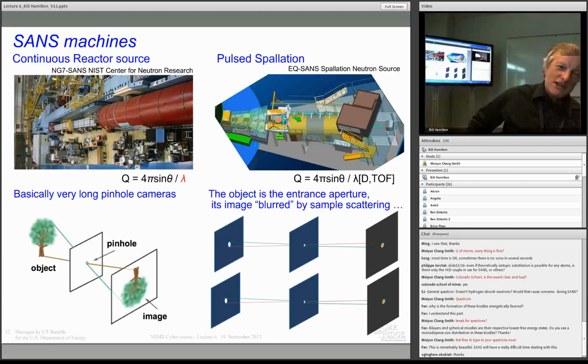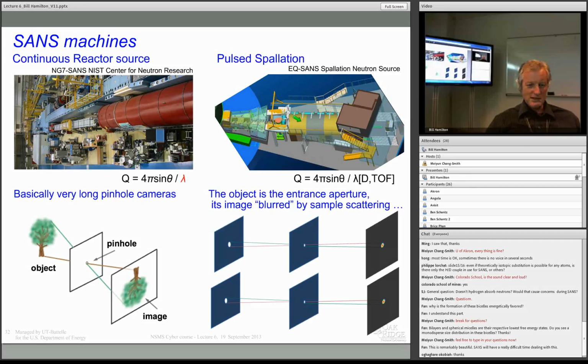Okay, how do we measure this? Well, we come back to those pictures I showed you last time of SANS machines. When you strip out all the verbiage and shielding and stuff, they're actually pretty simple objects. They're pinhole cameras. Very long pinhole cameras, but pinhole cameras nevertheless.